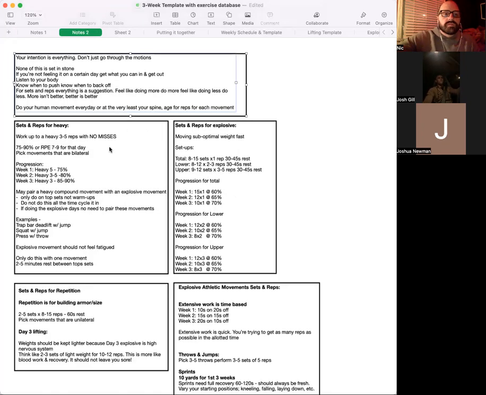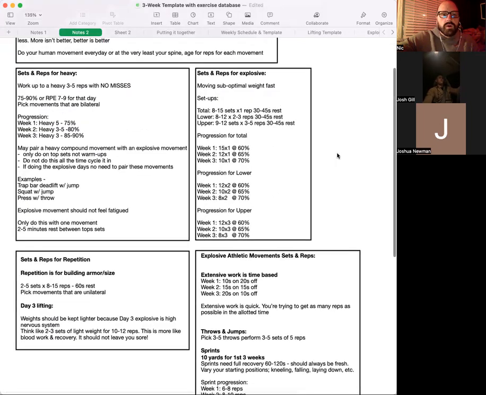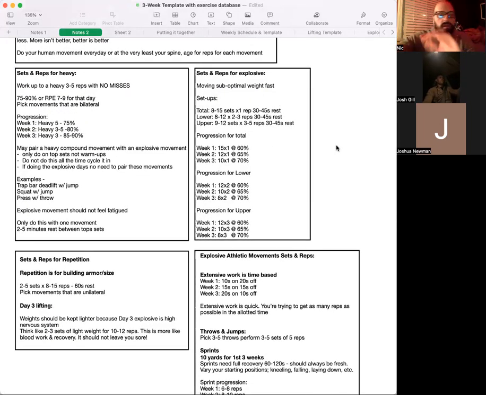Okay. So these are kind of my guidelines. In conjugate concurrent, they have max effort training, which is moving a heavy load for a single rep. A true max effort workout is hitting your main movement, your first movement, for a heavy single. I do more submax work because most people I train aren't powerlifters. So we'll do submaxes anywhere from 3 to 5 reps with no misses. That'll be 75 to 90% or an RPE of 7 to 9 for that day.